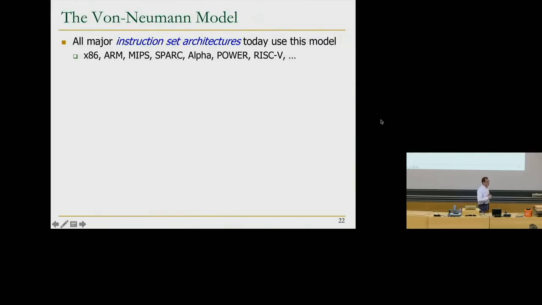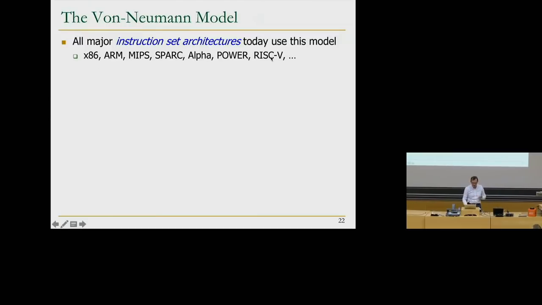So let's get back to the von Neumann model. This is sequential execution. And all major instruction set architectures today use this model, actually. Even GPUs, somebody mentioned GPUs. If you look at a single thread, it's sequential execution. But there are many threads that are executing in parallel, as we will see in some number of lectures.